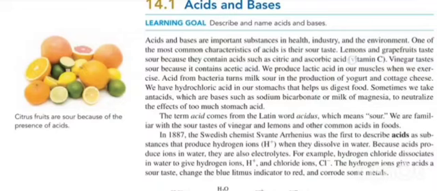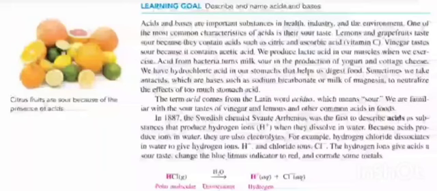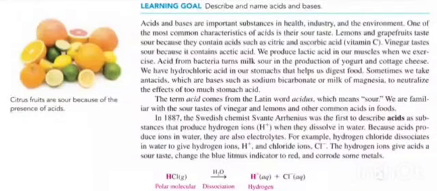We produce lactic acid in our muscles when we exercise. Acid from bacteria turns milk sour in the production of yogurt and cottage cheese. We have hydrochloric acid in our stomachs that helps us digest food. Sometimes we take antacids, which are bases such as sodium bicarbonate or milk of magnesia, to neutralize the effects of too much stomach acid. The term acid comes from the Latin word acidus, which means sour. We are familiar with the sour taste of vinegar and lemons and other common acids in food.